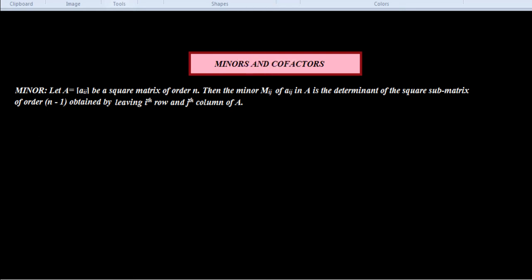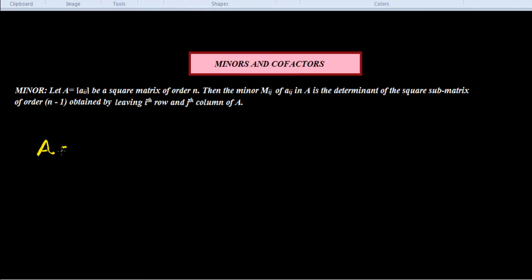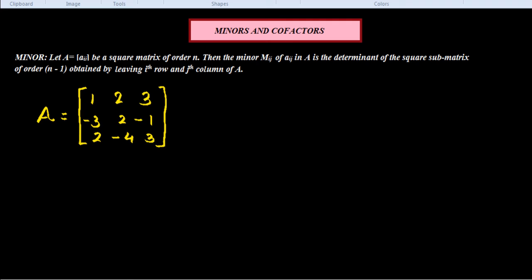A is equal to a matrix of order 3: [1 2 3; -3 2 -1; 2 -4 3]. This is the matrix. Now we have to find the minors of this. This is a matrix of order 3, so the minor determinants we get are of order 2, because we get a determinant of order n minus 1.